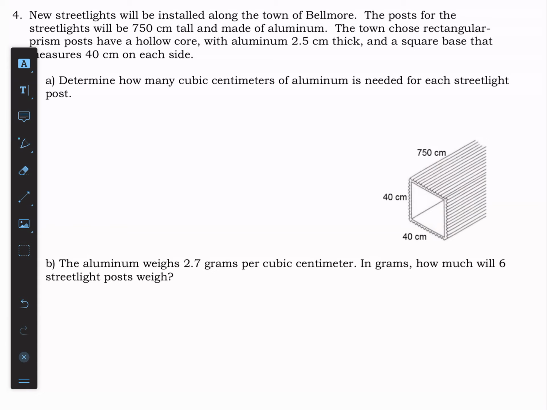For question 4, new streetlights will be installed along the town of Belmore. The posts for the streetlights will be 750 centimeters tall and made of aluminum. The town chose rectangular prism posts that have a hollow core with aluminum 2.5 centimeters thick and a square base that measures 40 centimeters on each side. Determine how many cubic centimeters of aluminum is needed for each streetlight post.